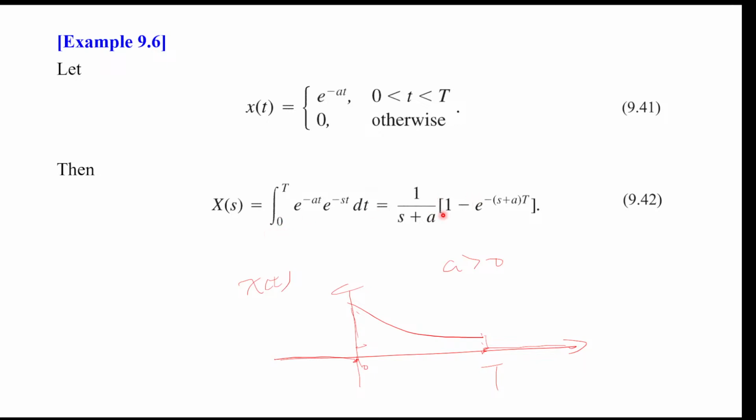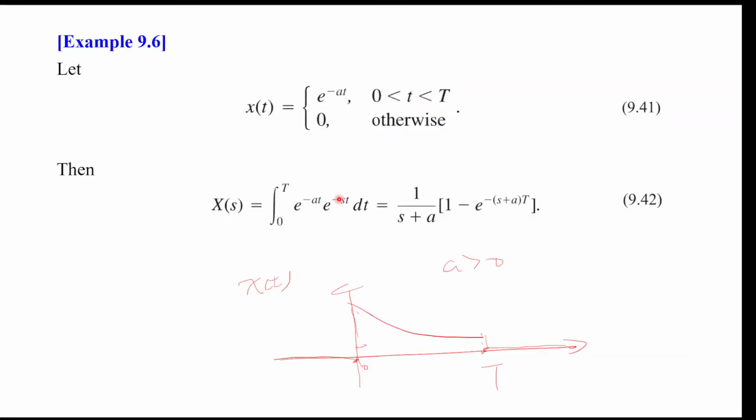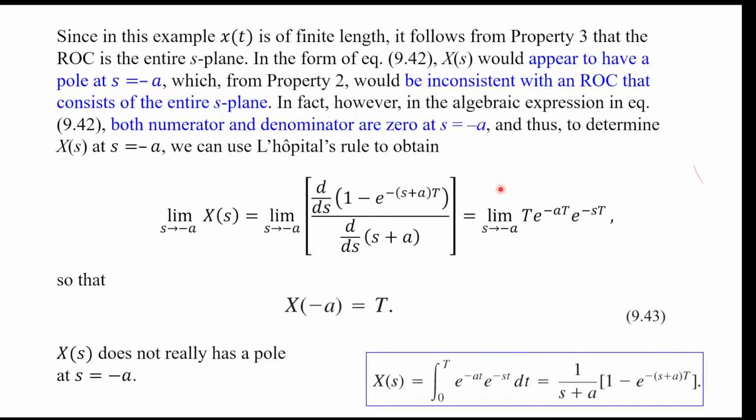So at 0, this thing is 1, and at big T, this is e to the minus (s plus a) big T. And you can just do this integration, and it's easy to see that because you have no infinity here, this integration is convergent for every s and a.